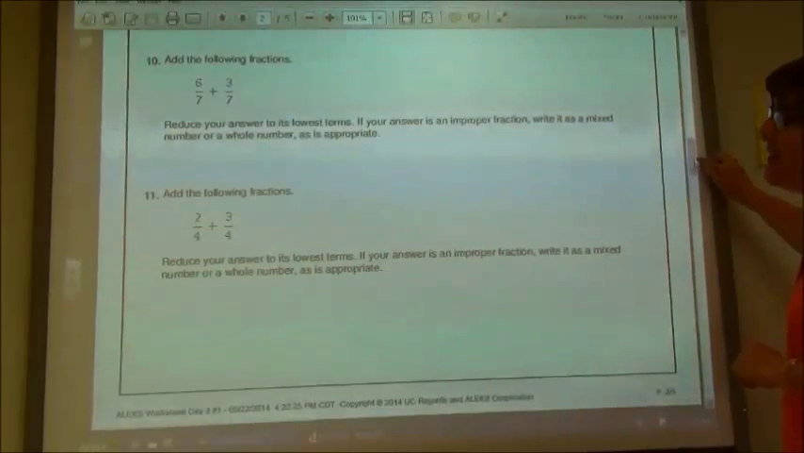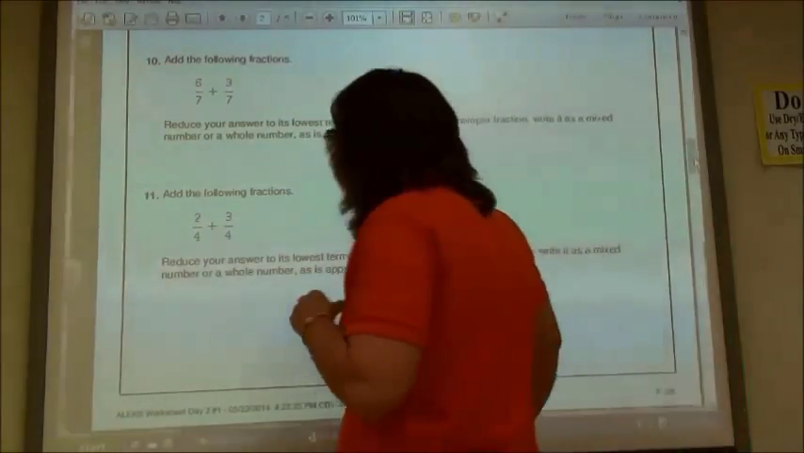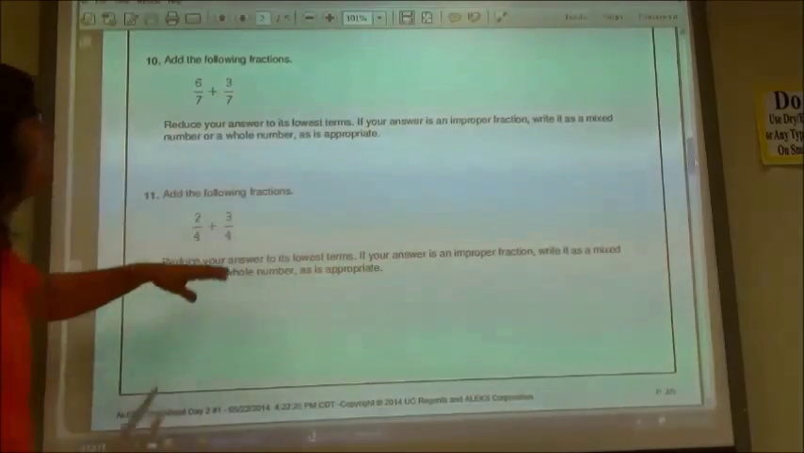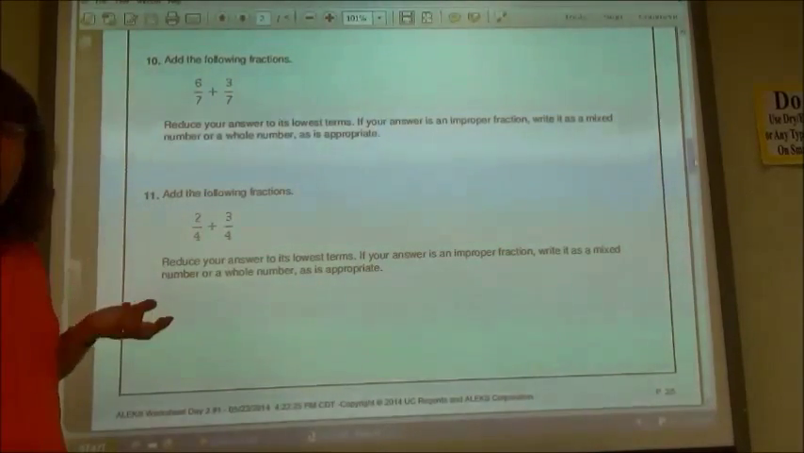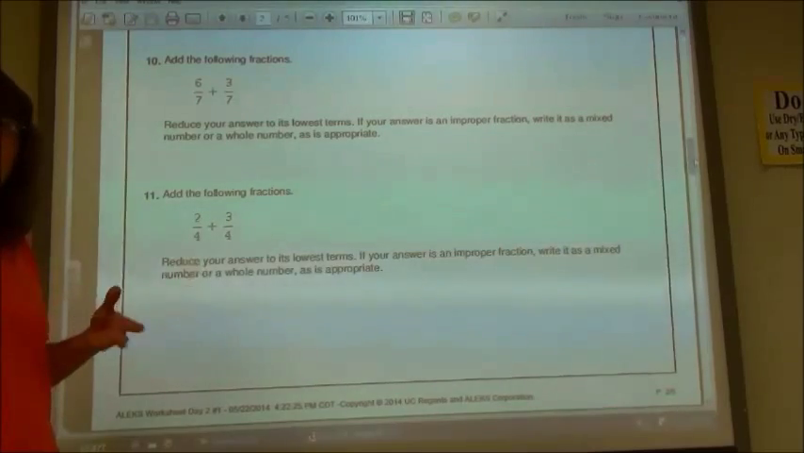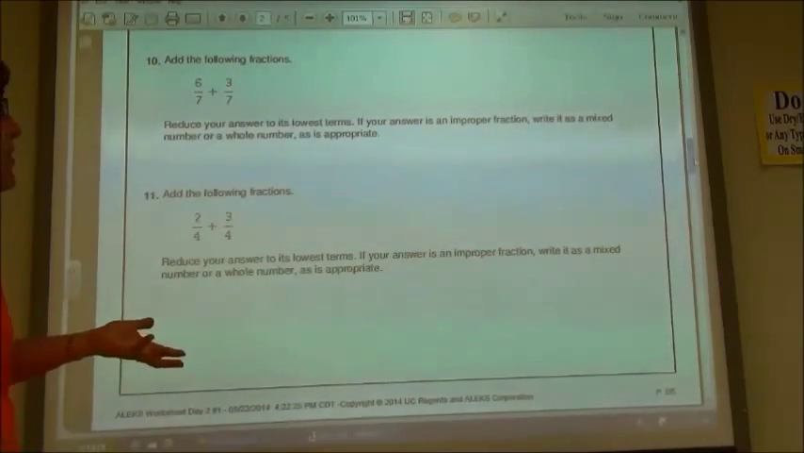And then 10, 11, and 12, we're going to add. If we're adding and subtracting fractions, we have to have a common denominator. They have to be like things. I can't add a 1/5 and a 1/2 unless I change them to units that mean the same thing.